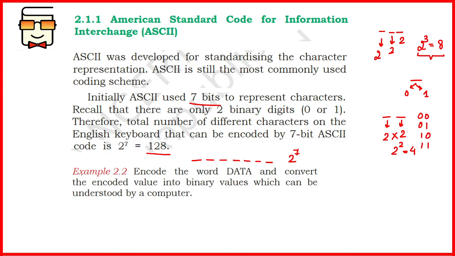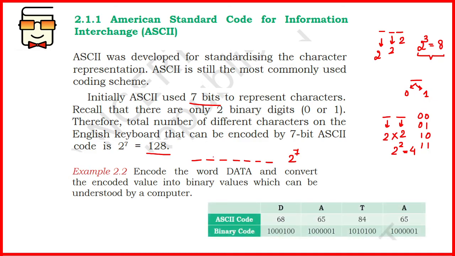So now there is an example in your NCERT book that asks you to find out what would be the ASCII representation, or what would be the encoded value of this word data in the ASCII code. Okay, so now see, the ASCII code gives certain values to the characters, like A is given 65, B is given 66, C is given 67, and D is given 68, and so on till all the capital letters. Okay, so these are the ASCII codes for each character in this word data.